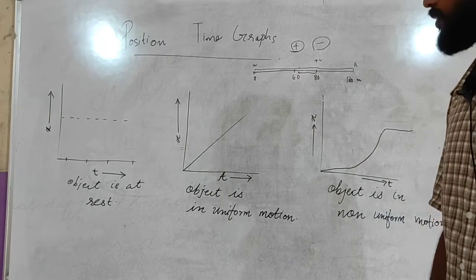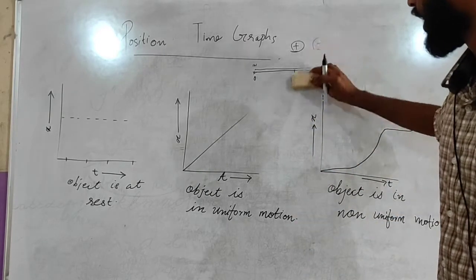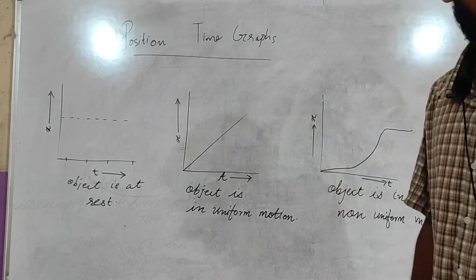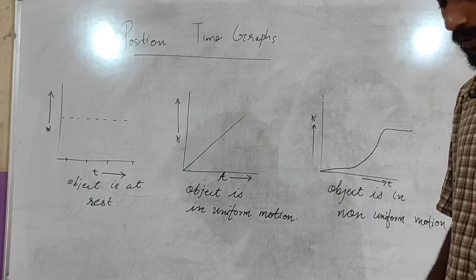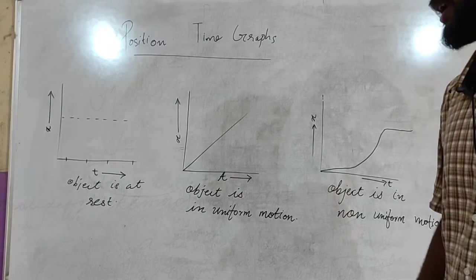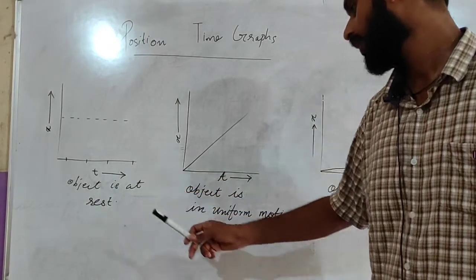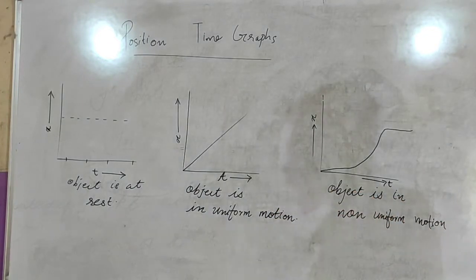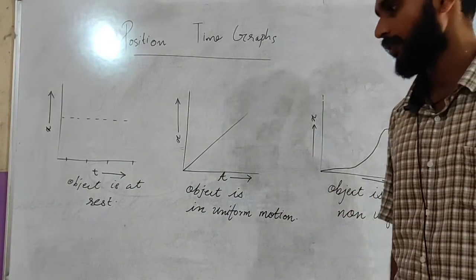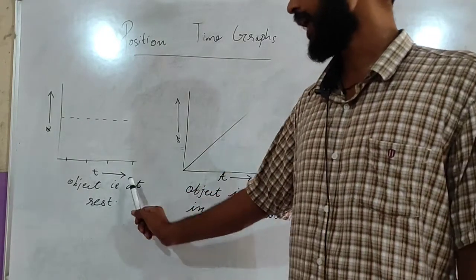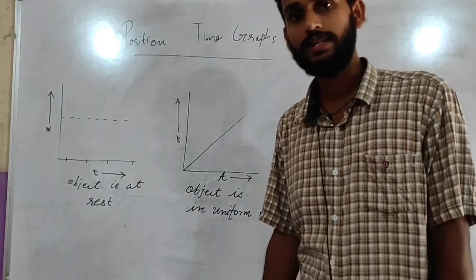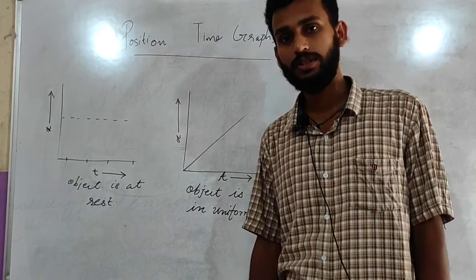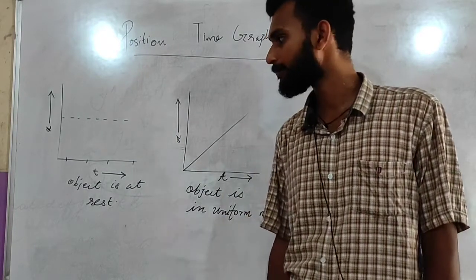So these are the things that we discussed in the last class. Now we will discuss the position time graphs. Majorly the object is at rest, the object is in uniform motion and the object is in non-uniform motion. First of all, the object is at rest. At rest means the object is not moving at all.